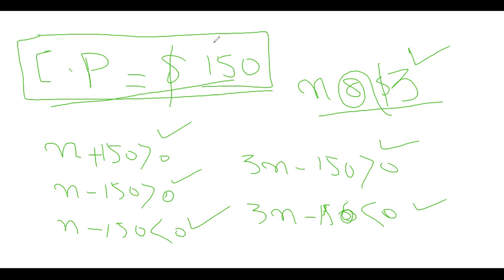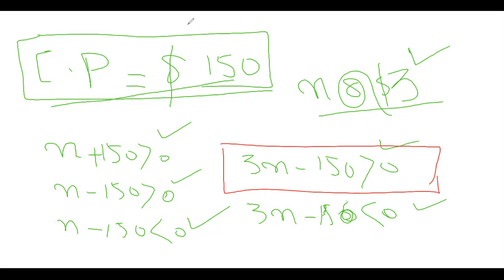It's 3n minus 150. To make a profit it has to be greater than 0. So is it 3n minus 150 greater than 0? Absolutely right. That is the right choice. Good, well done. It's a good one that you are working mathematically now. And now coming to the next.